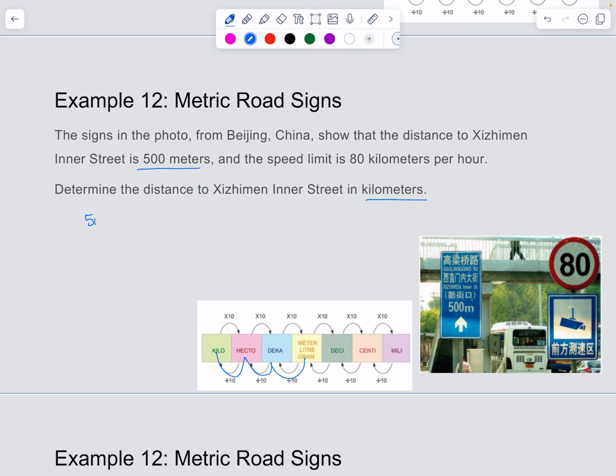So 500 meters becomes 1, 2, 3, 0.5 kilometers.